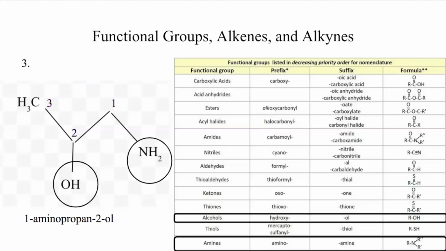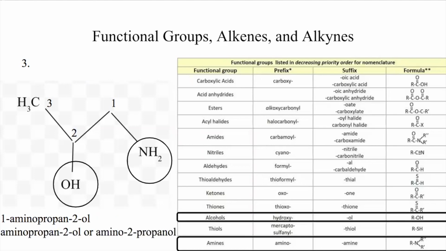Let's put all our puzzle pieces together. We have prop, an, amino, remember that the 1 goes away, and 2-al. When we arrange these in the correct order, we get aminopropane-2-al. This molecule may also be called 1-aminopropane-2-al or amino-2-propane-2-al. All of these options are acceptable.